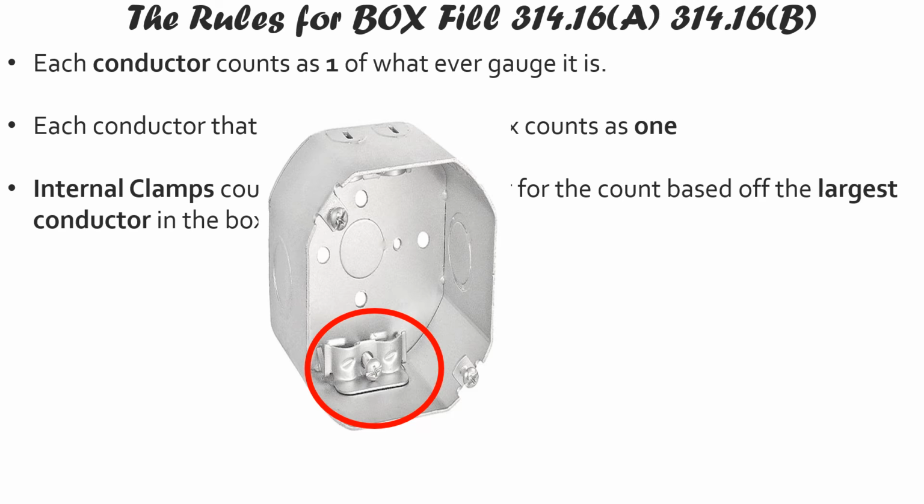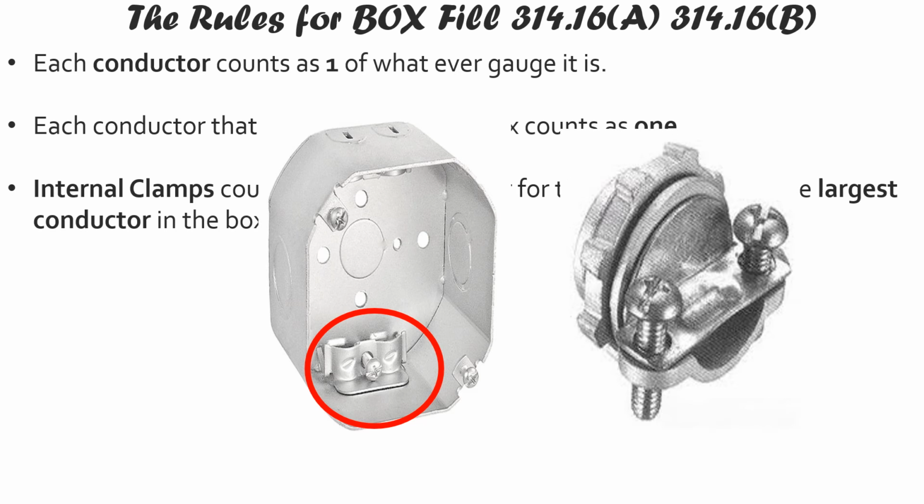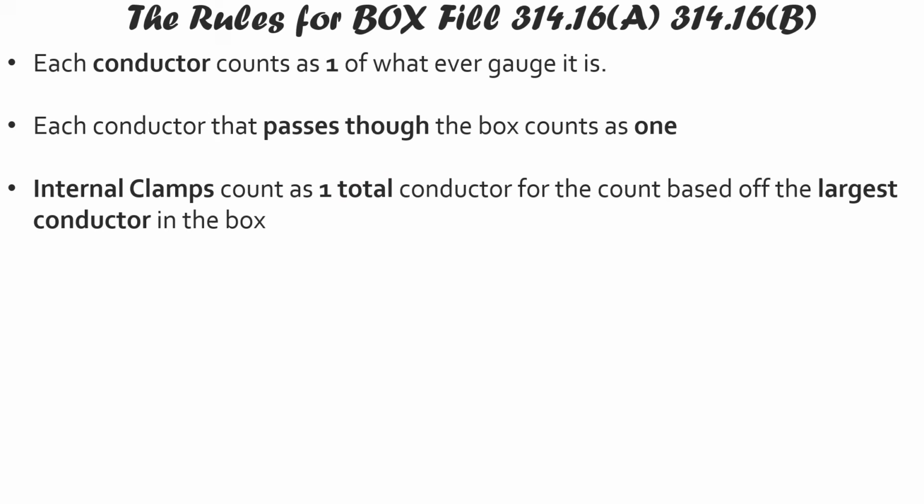10 gauge conductor. All of the fittings we're going to convert over to conductors, then the conductors we're going to convert over to the cubic inches, and you'll know more of what that means as we go through this lesson. This is an external clamp because the clamping mechanism is on the outside of the box, and we don't have to count those at all for box fill purposes.